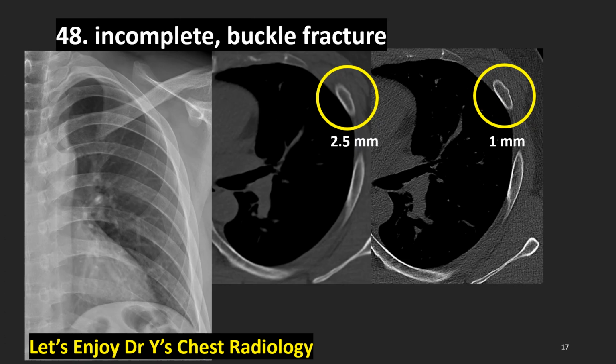Incomplete fracture. Maybe we can call it buckle fracture, just like the buckle fracture of axial skeleton. On the frontal radiograph, we don't see anything about the fracture, but the central image is 2.5 millimeter thickness axial CT. We see the buckling of outer cortex, and right side axial CT is 1 millimeter thickness thin section CT. We also see the buckling of outer cortex of the rib. Incomplete fracture.